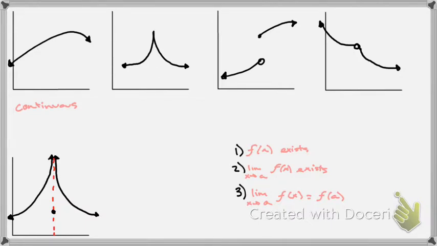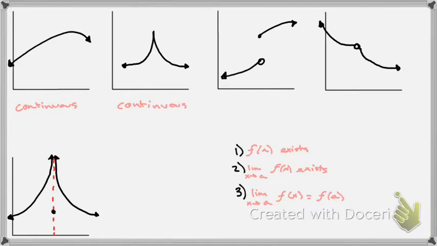And the limit, so is there any point where there's a point outside of the line? Is there something funky going on? No, doesn't look like it to me, so we're going to say that this one is also continuous.